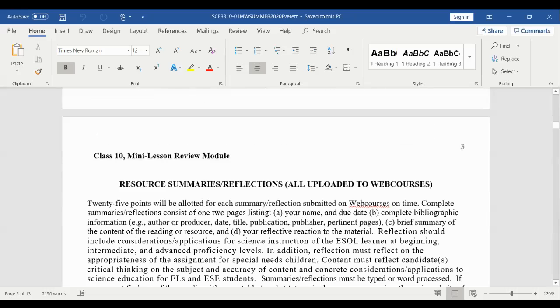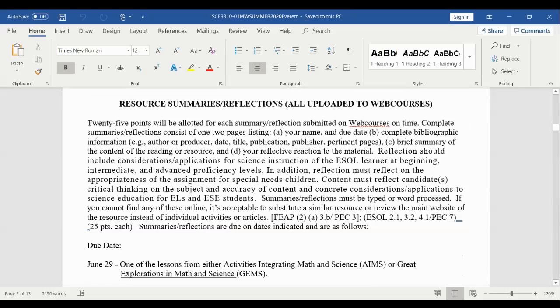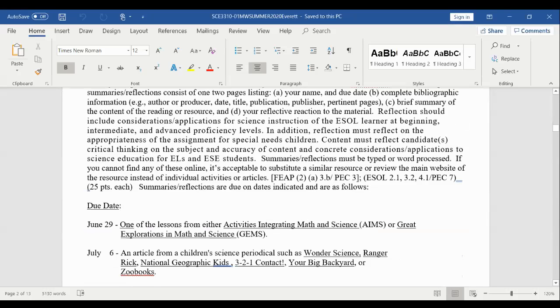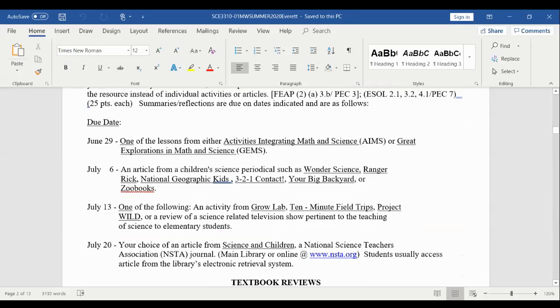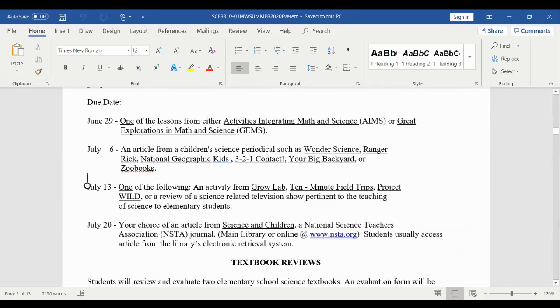So here are your assignments, more detailed information about your assignments. You have 4 resource summaries. There are the due dates: June the 29th, July the 6th, July the 30th. What is that little thing? Get over there. July the 20th.